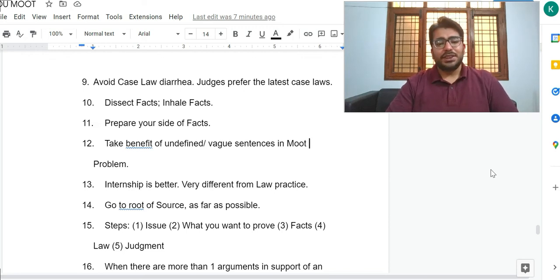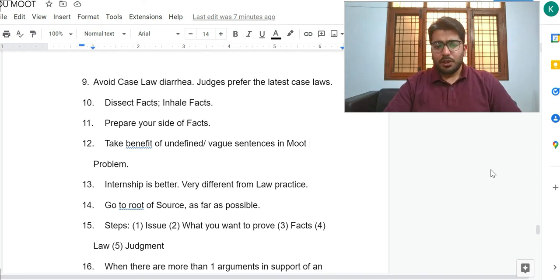My next suggestion is that there are various steps that everyone should follow in a moot court competition. What people do is they straight away sometimes jump to the issues, sometimes to the arguments, sometimes to the facts, sometimes to the judgment, and there is no structure to whatever they're saying, and ultimately they lose the judge, they lose the courtroom, and they lose the argument. So there is a structure that needs to be followed.